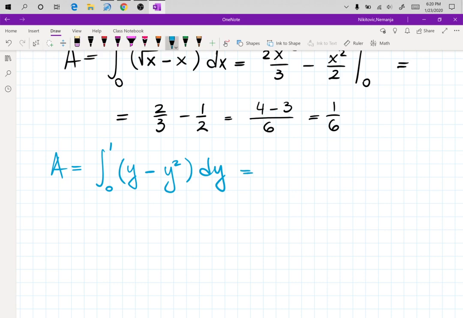What is the integral of y? Okay, and what is the integral of y squared? Excellent. 0 to 1. So now we get 1/2 minus 1/3, which is 1/6. Woohoo.